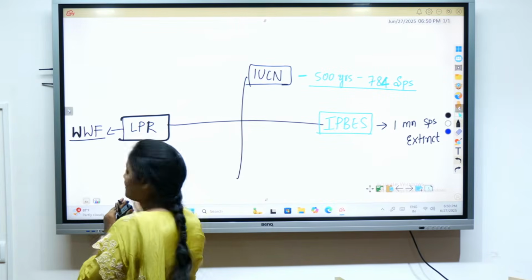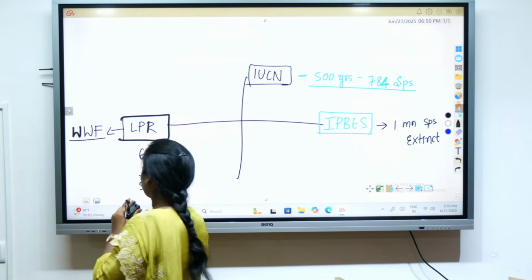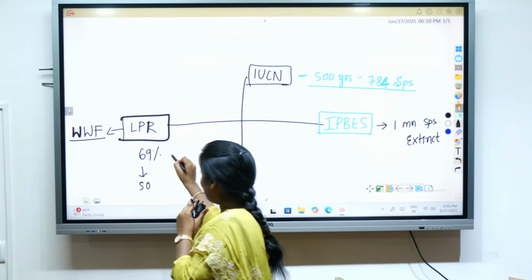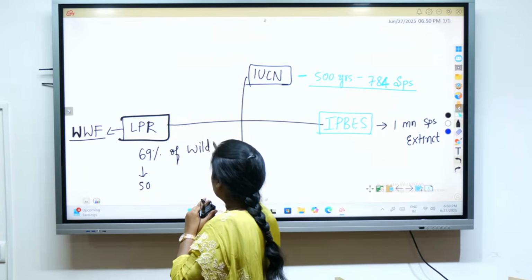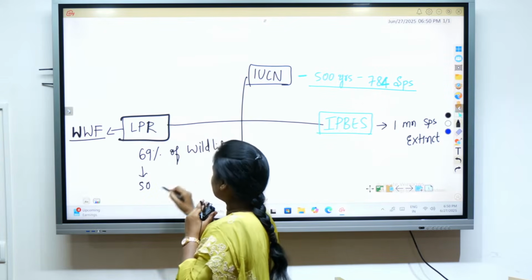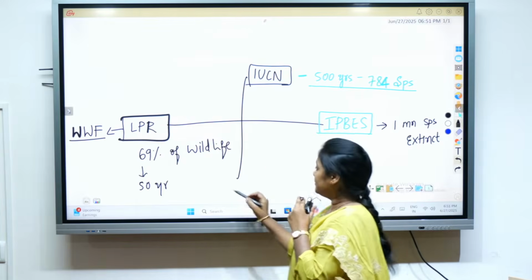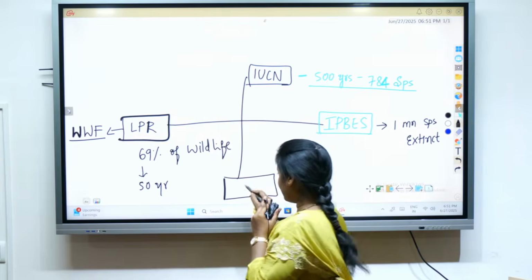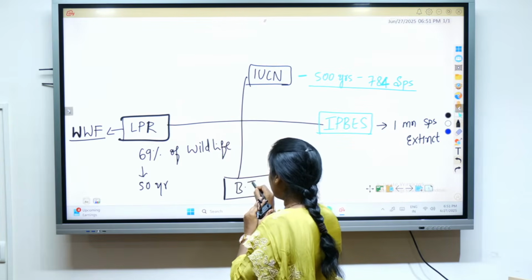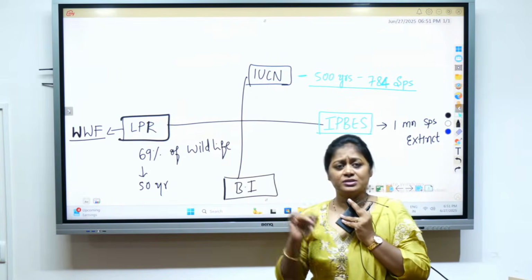69% declined in 50 years. 69% of wildlife, wild animals, in 50 years. And finally, the report known as BirdLife International. According to BirdLife International, which just counts birds.